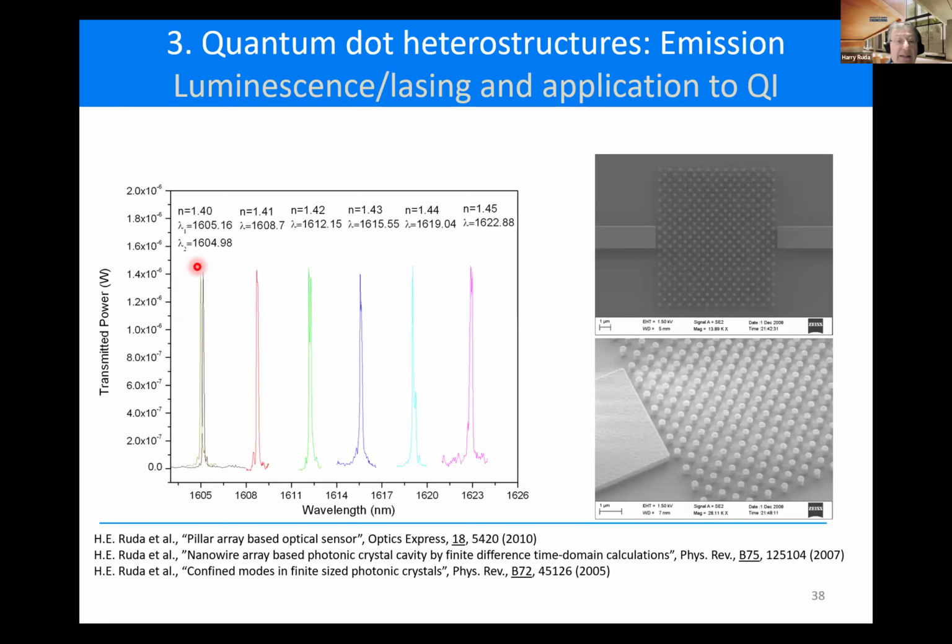And you can see the Q by the line width of these peaks, which we've just moved along by filling in a different refractive index medium just to show the shift. And you can see Qs here getting towards the 1 million mark.